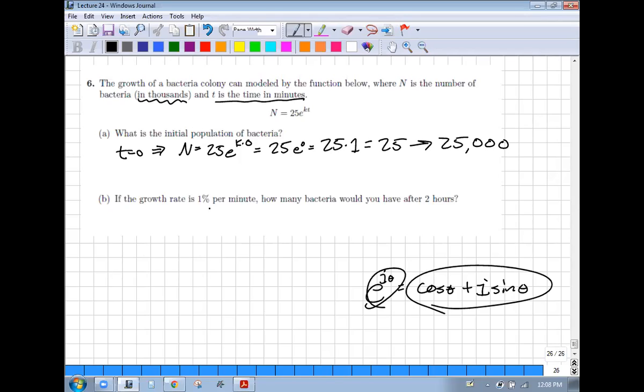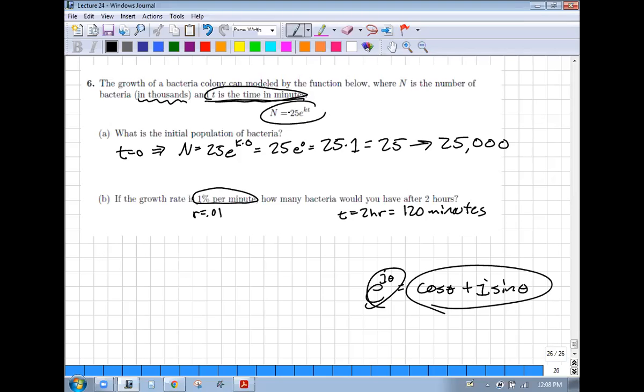So if the growth rate is 1% per minute, so R is 0.01, again, when you're doing finances, everything is annually, right? And time is in years. Here, this is per minute. Well, T is in time per minute for this formula. How many bacteria would you have after 2 hours? Well, 2 hours, that would be 120 minutes, right? You have to convert it to the right units here.